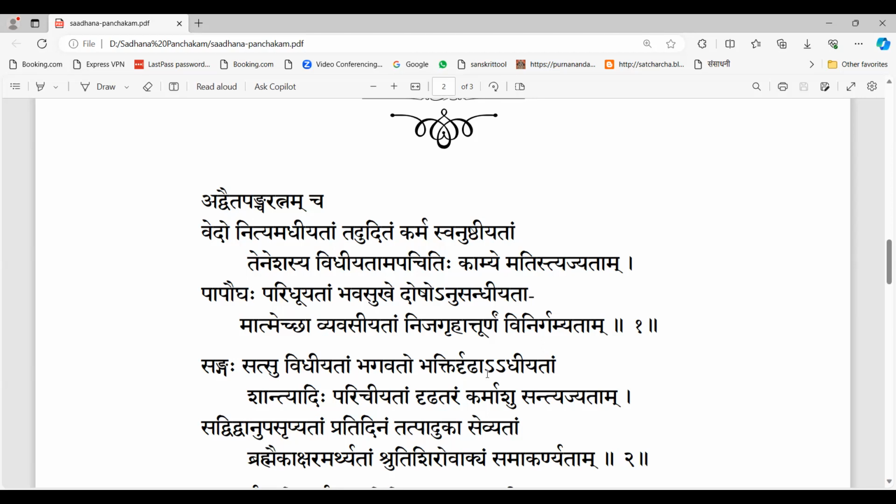Vedo Nityamadhi Yatham Taduditam Dharmasvanushti Yatham. Vedo Nityamadhiyatam Vidhiyatam Apachitikam Ye Matis Tejyatam. Papaukhah paridhuyatam bhava sukhe dosho na sandhiyatam. Papaukhah paridhuyatam bhava sukhe dosho sandhiyatam. Atmecha vyavasiyatam nijagrihaturnam vinirgamyatam.